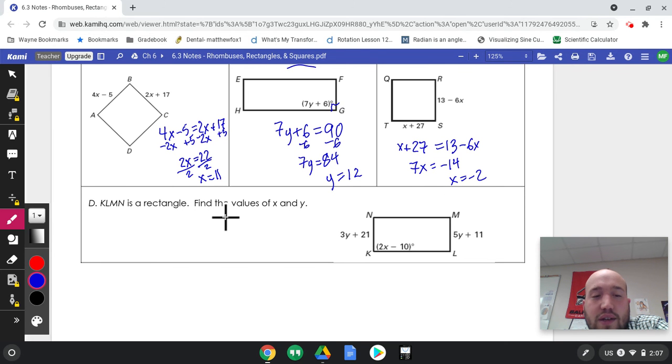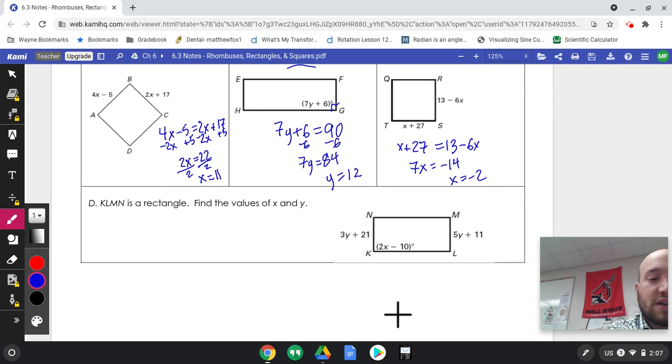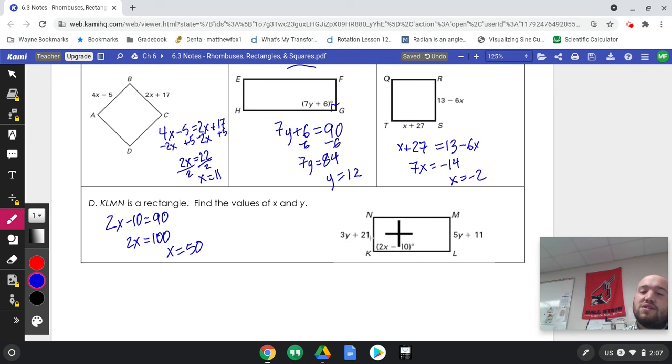The last one, KLMN is a rectangle. Find the values of x and y. Now, x is easy. We know that each of these angles is 90 degrees because it's a rectangle. So 2x minus 10 equals 90. We'll add that 10. We'll get 2x equals 100. Divide, and we'll get x equals 50. However, for y, even though it's a rectangle, that doesn't tell us anything about the lengths of the sides, but we know that means it's a parallelogram, so opposite sides have to be congruent. So 3y plus 21 has to equal the 5y plus 11.